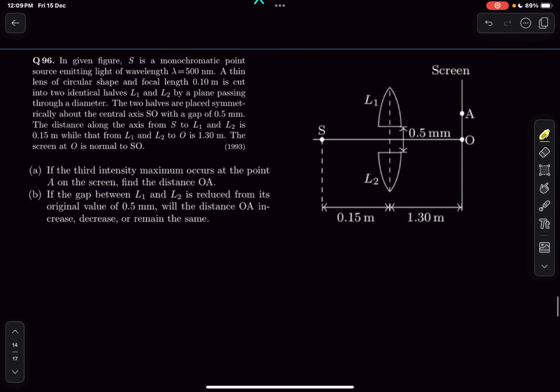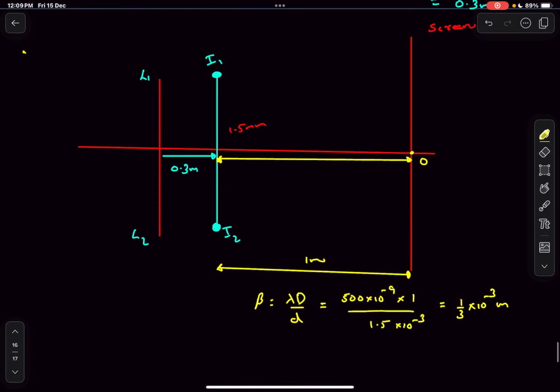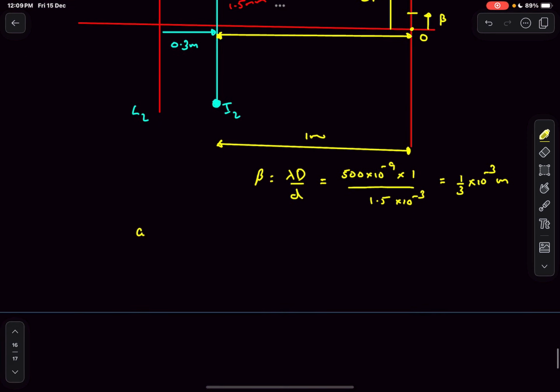So in the first question, they required us to find the distance of the third intensity maximum. First of all, the central maxima will be formed at the point O. Then we know the first maxima will be formed at a distance of beta. Similarly, the third maxima will be formed at a distance of 3 beta from the point O. So our answer to option A is simply going to be 3 beta, which is equal to 10 to the power minus 3 meters, or simply 1 millimeter.